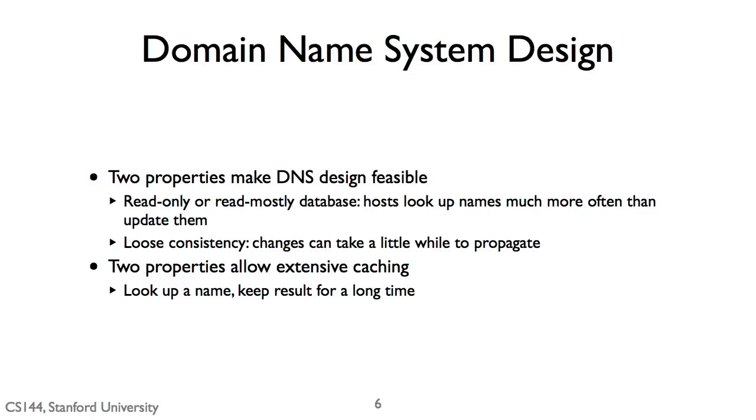Furthermore, we don't need perfect consistency. You can have something called loose consistency. So if a node connects to the internet, or if, say, a mapping between a name and an address changes, it's okay if there's some delay before everyone sees that.